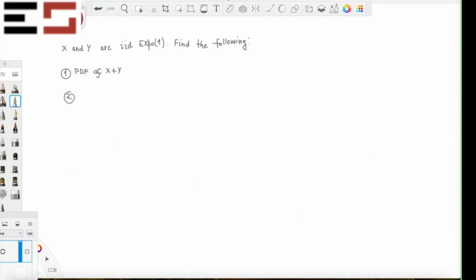Second, the PDF of max(x, y). Third, the expectation of max(x, y).